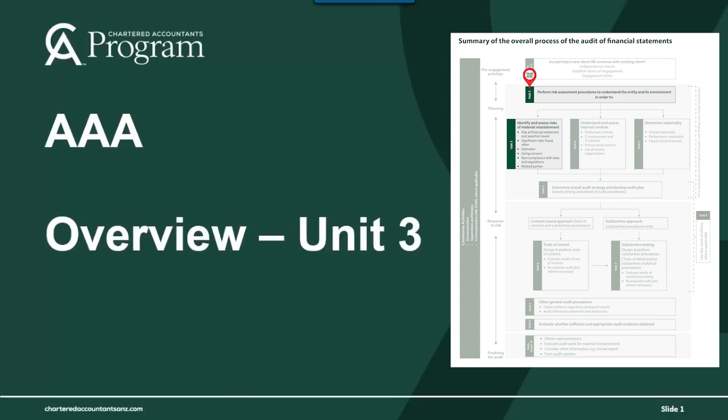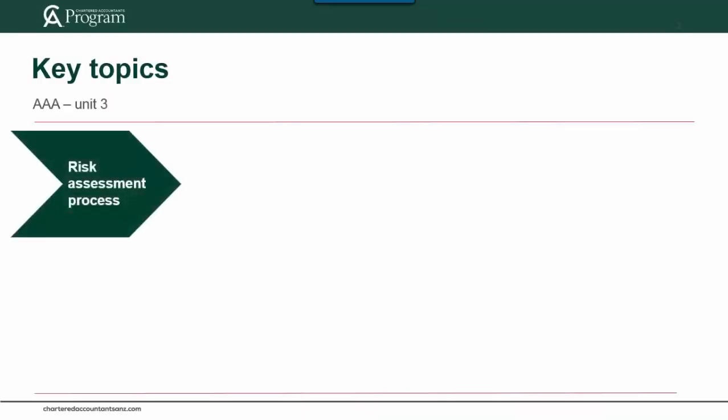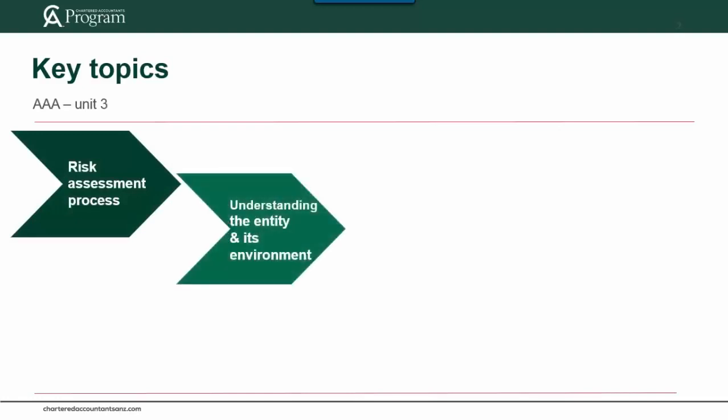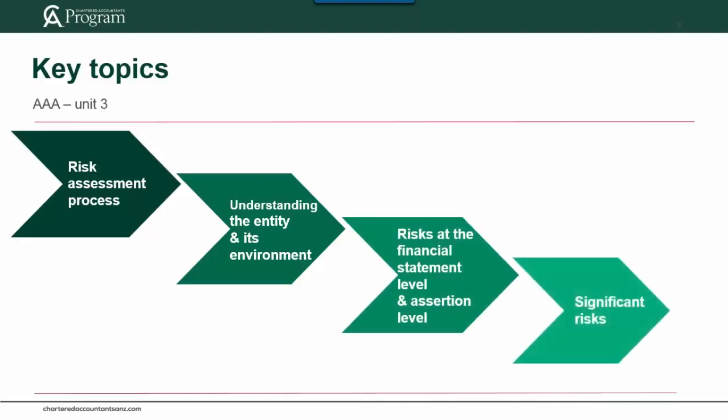This is a short video to give you an overview of what's covered in Unit 3. Unit 3 covers the following key topics: the risk assessment process, obtaining an understanding of the entity and its environment, risks at the financial statement level and assertion level, and significant risks. Let's now summarise each of these topics.